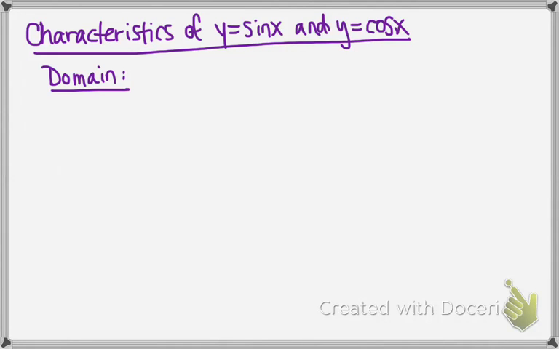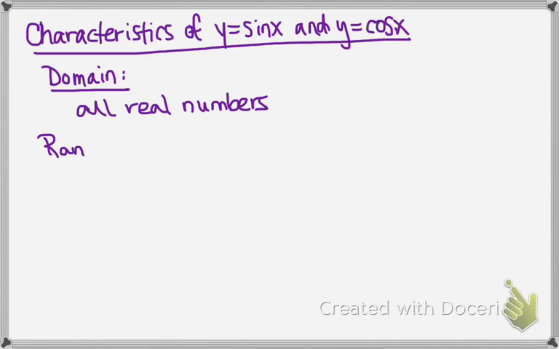We're going to start out looking at some characteristics of the graphs of y equals the sine of x and y equals the cosine of x. The domain is what we're going to start with. And remember, domain is what those x values can be, so what we can plug in for that x. So our domain is always going to be all real numbers. There is no restriction on what you can take the sine and the cosine of.